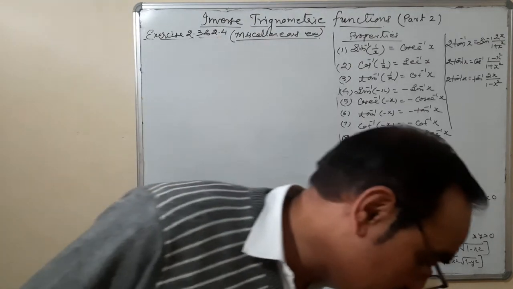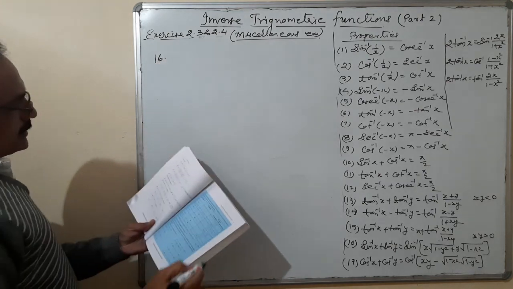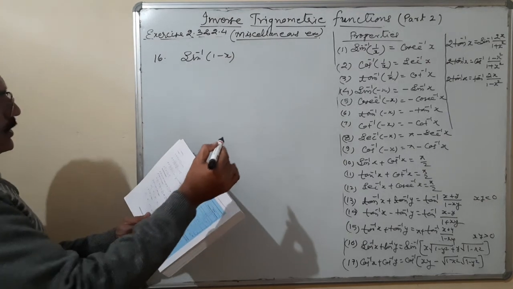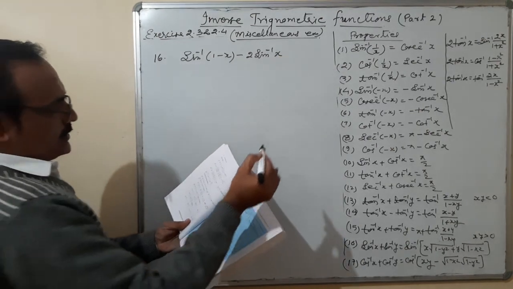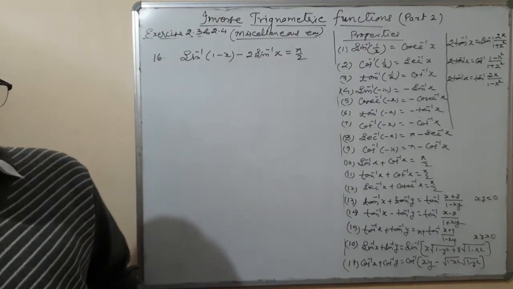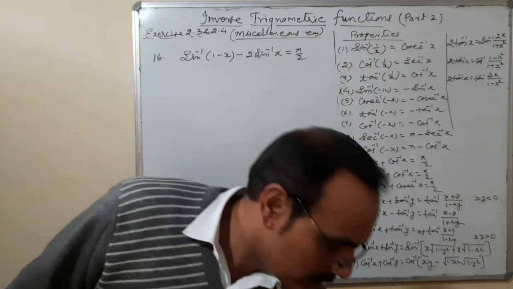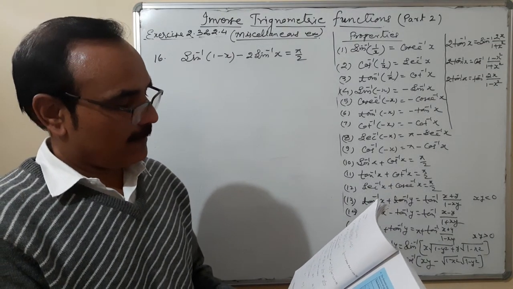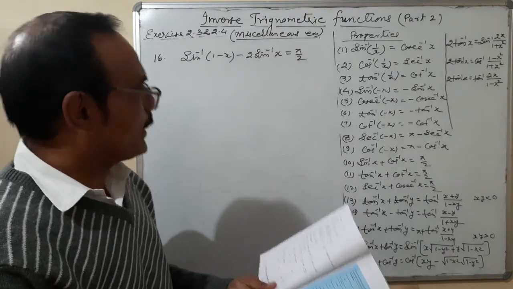The question is number 16. Sine inverse 1 minus x minus 2 sine inverse x is equal to pi by 2. Then find the value of x. Sine inverse 1 minus x minus 2 sine inverse x is equal to pi by 2.